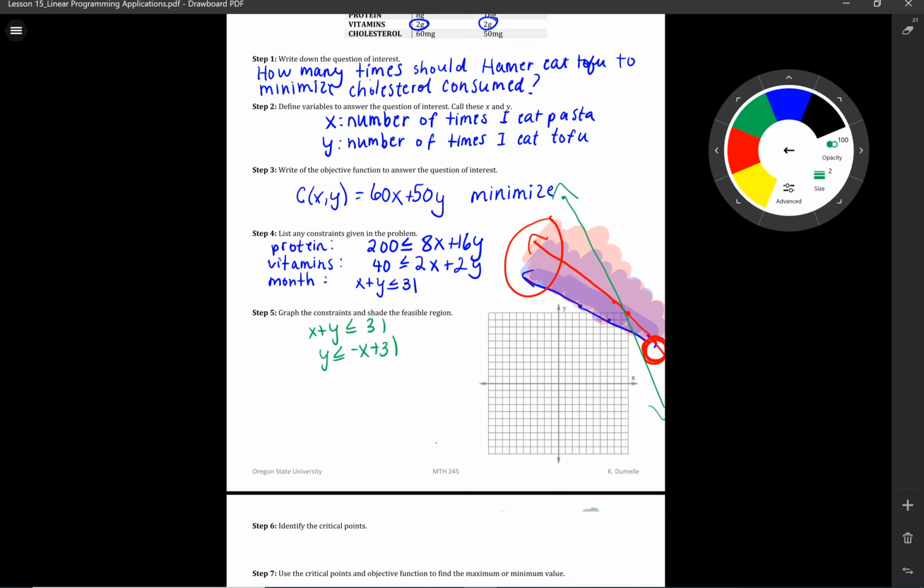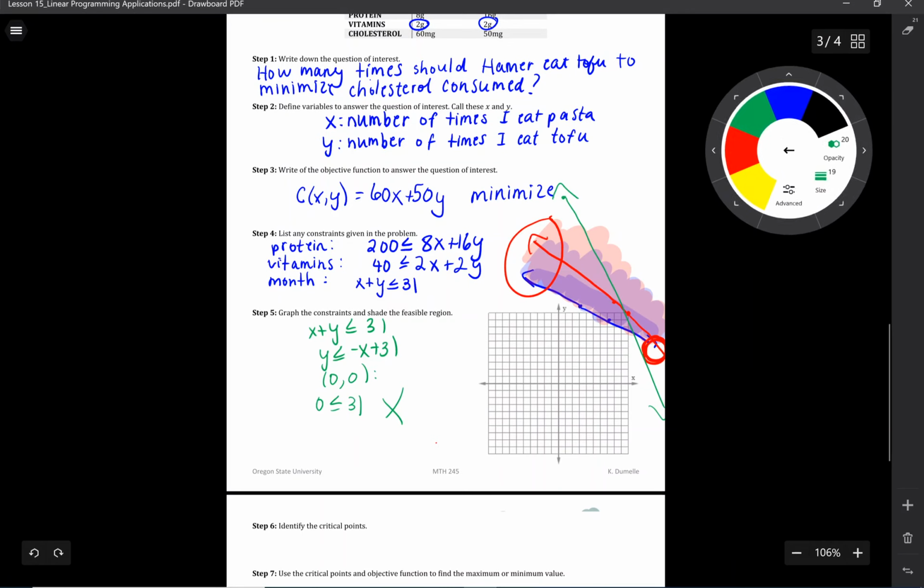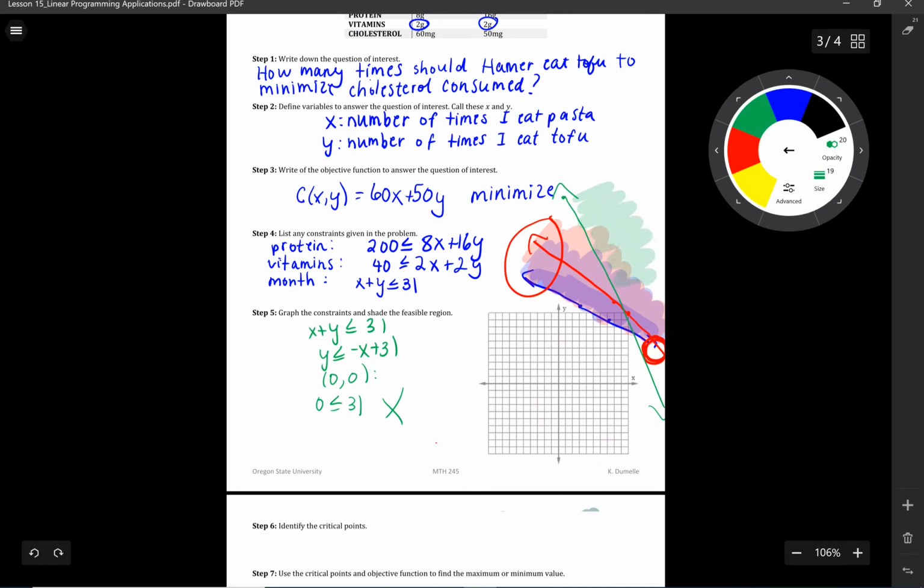So then let's see what my shaded region should be. If I plug in the point 0, 0, I get 0 is less than or equal to 31. That's true, obviously. So let's shade in my region, which would be this guy over here.